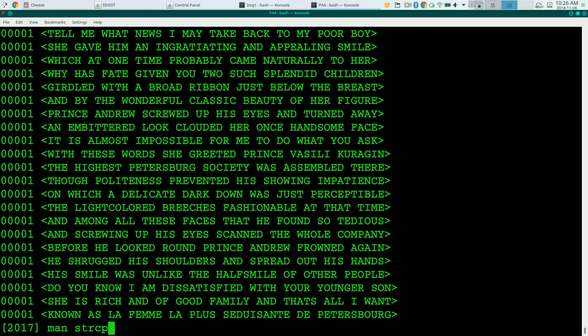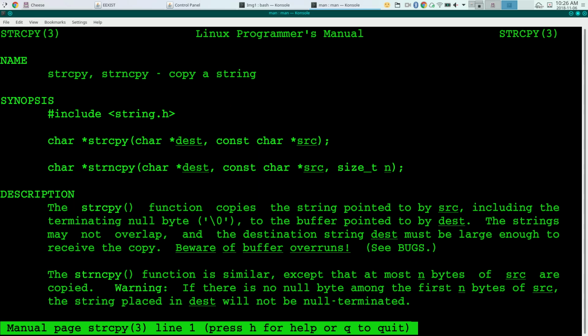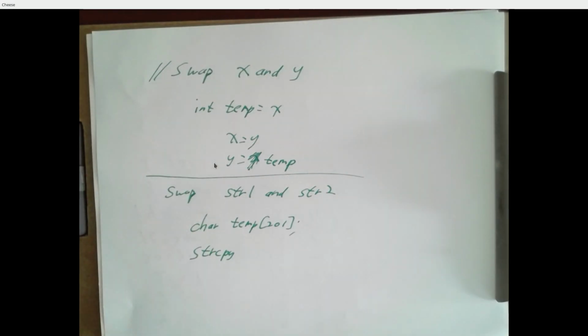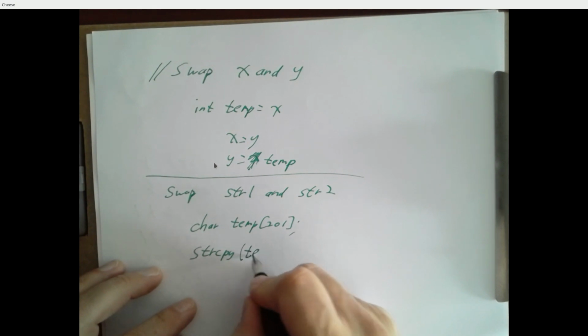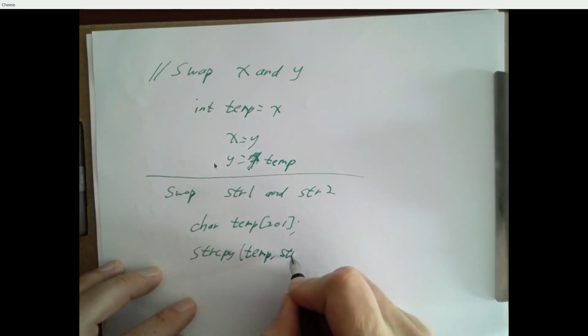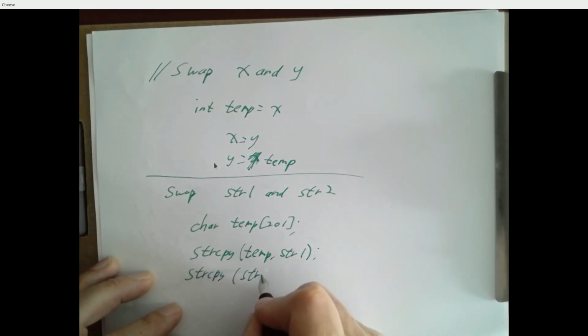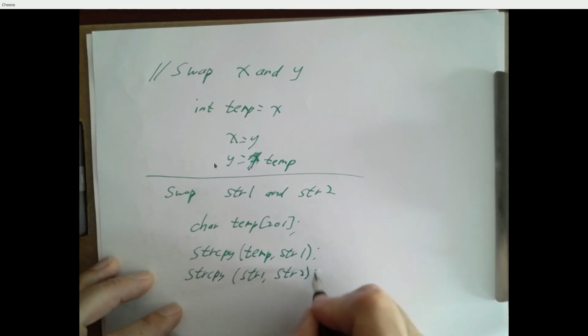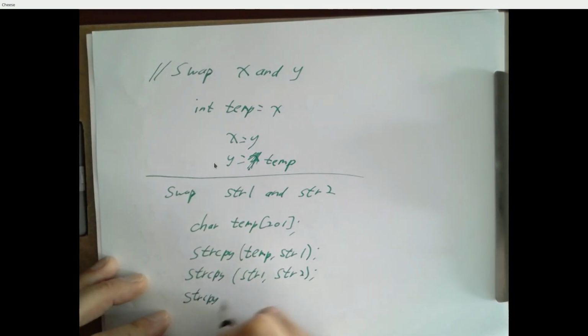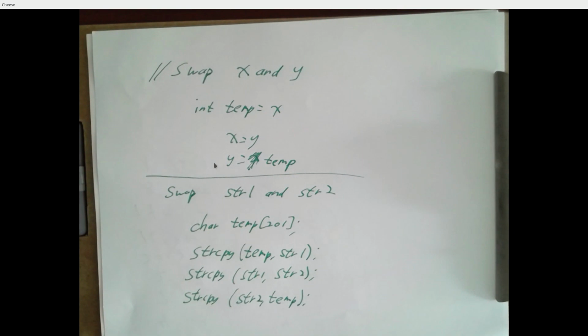So, man, string copy. String copy takes two arguments, a destination and a source. So string copy temp, string 1. And then copy string 2 into string 1, and then copy temp into string 2. It's a parallel to what we do with integers, but you do it with strings.